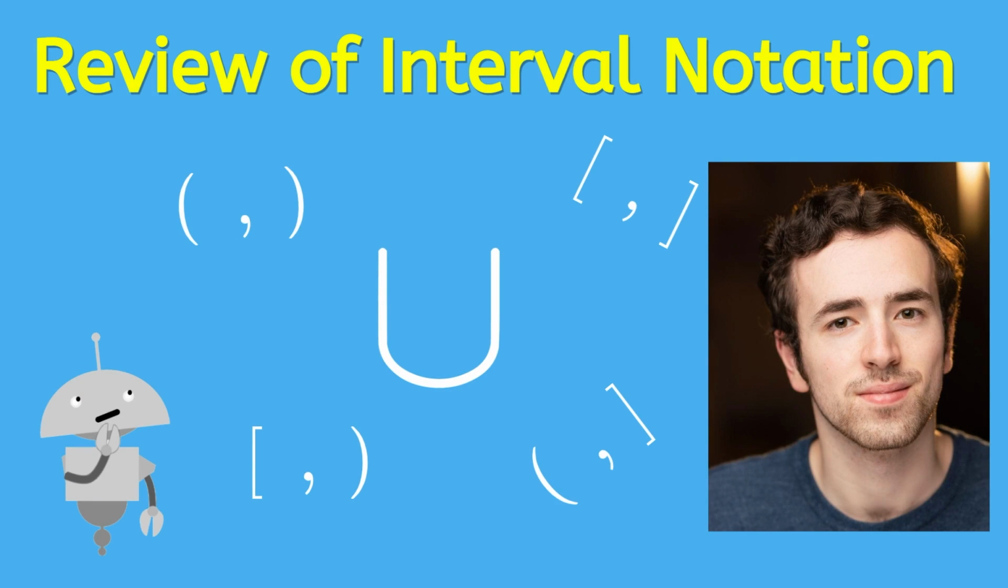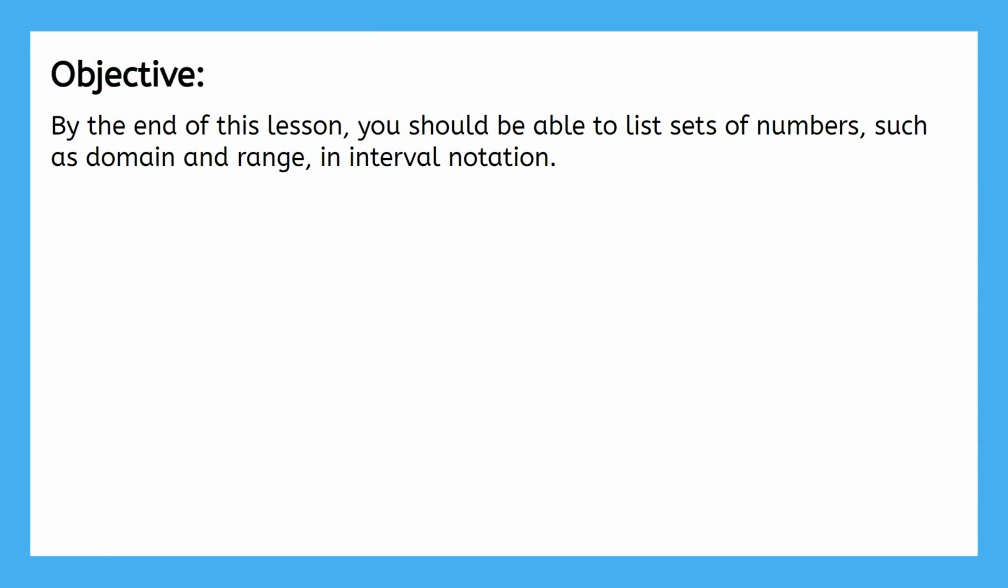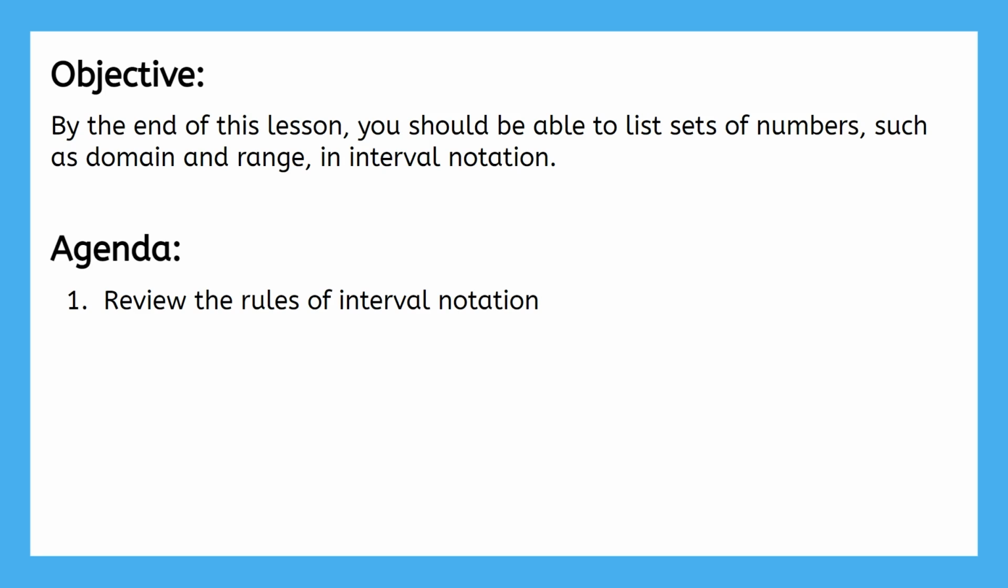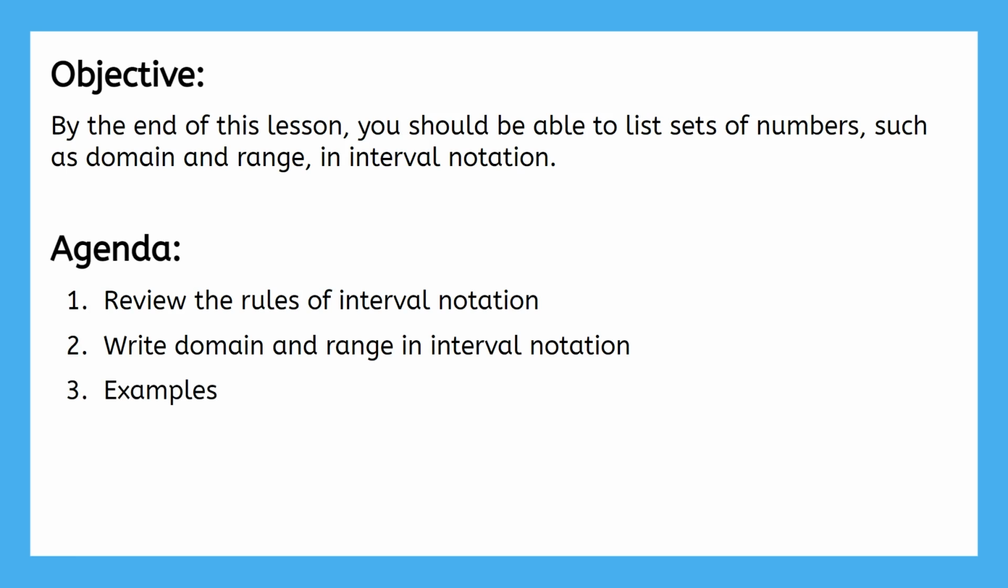In the last lesson, we talked about domain and range. Now we'll review how to write these sets of numbers in interval notation. Or if you haven't seen it before, we'll introduce you. By the end of this lesson, you should be able to list sets of numbers, such as domain and range, in interval notation. First, we'll review the rules of interval notation, or introduce you to it if you haven't seen it before. We'll write domain and range in interval notation, and then we'll practice 3 examples.